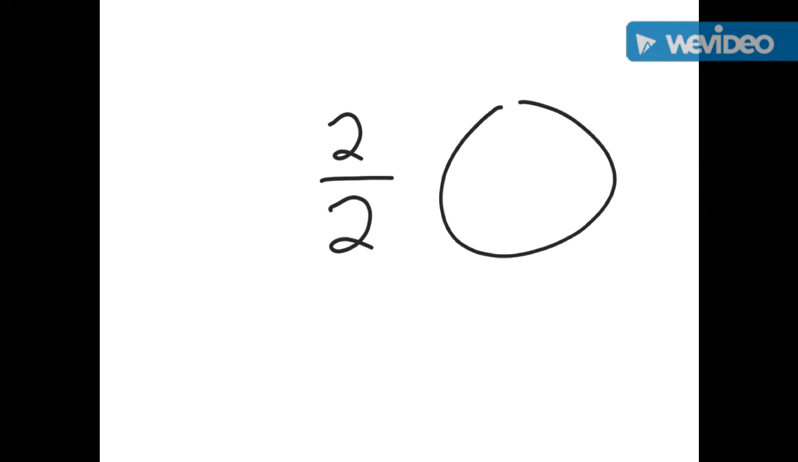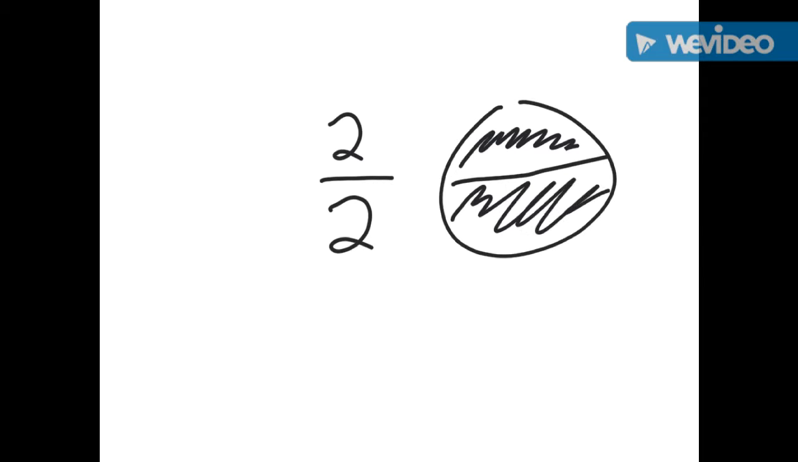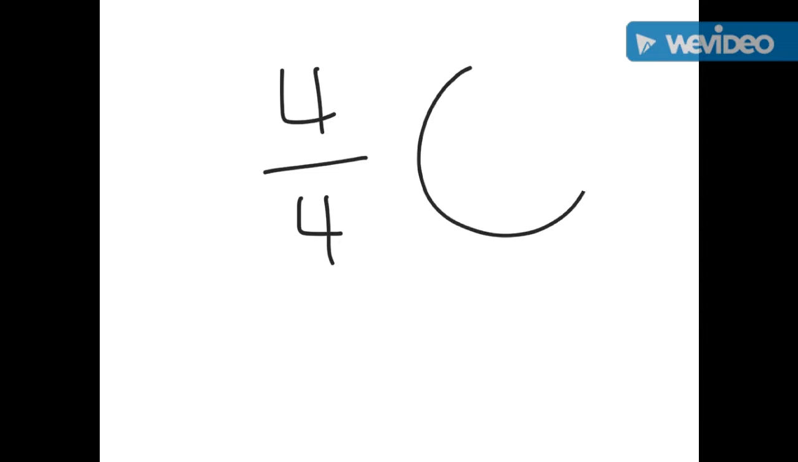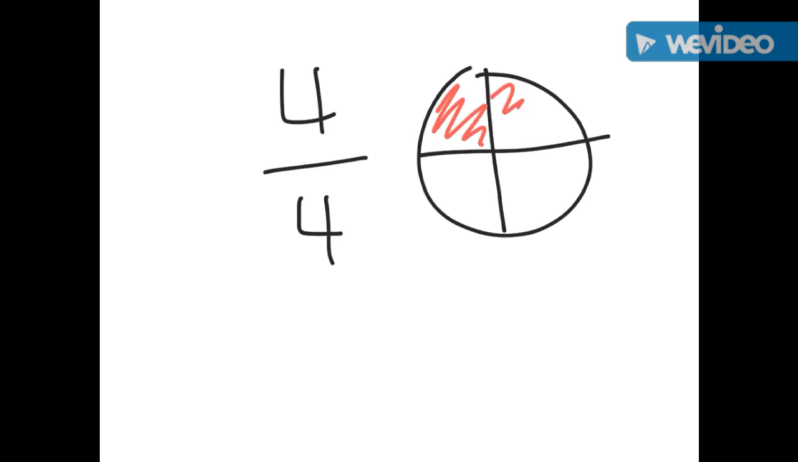Something else you already know, if you have a fraction and your numerator and denominator are the same, that means it equals one whole. So if you have 2 out of the 2, you have the whole thing. That's 1. It equals 1. And of course, we can do this with any fraction. If you have 4 over 4, 4/4, that also equals 1. So if you have 4 pieces and you have 1, 2, 3, all 4 of them, that equals one whole.